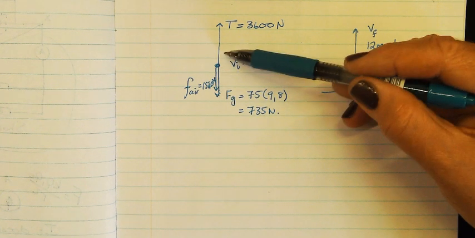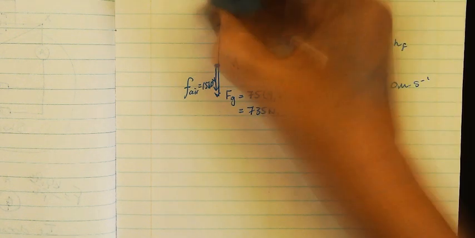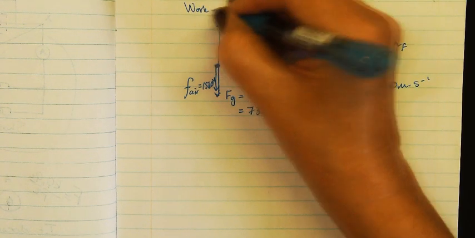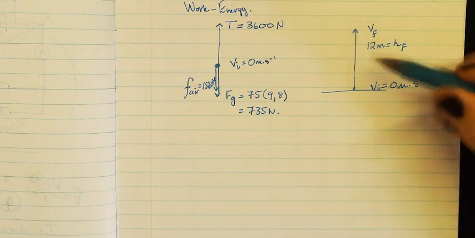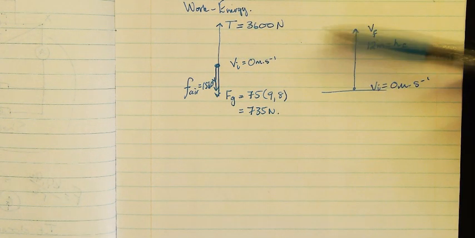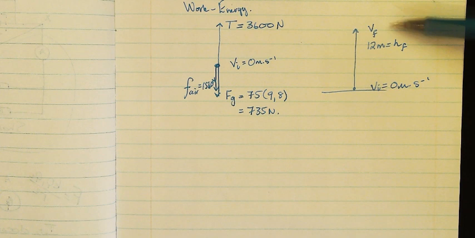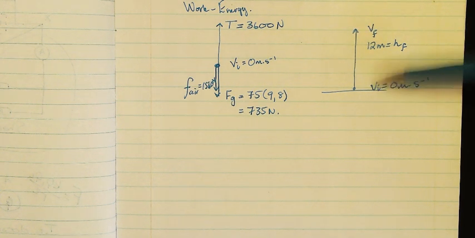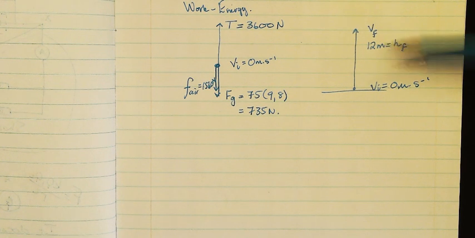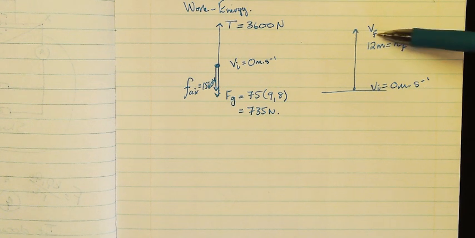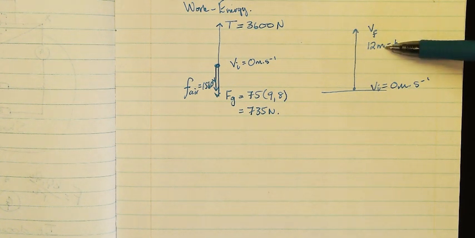Now, this is a work energy question. And they ask us to calculate the velocity of the man by the time he has been lifted 12 meters up into the air. They ask us to use energy principles to calculate this velocity at the moment he reaches 12 meters.